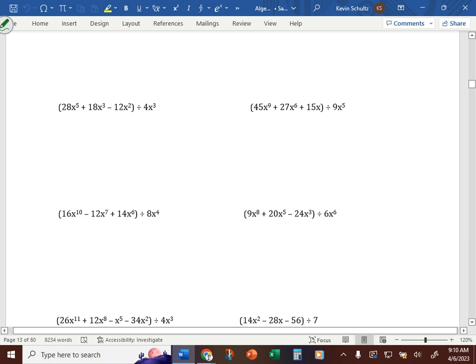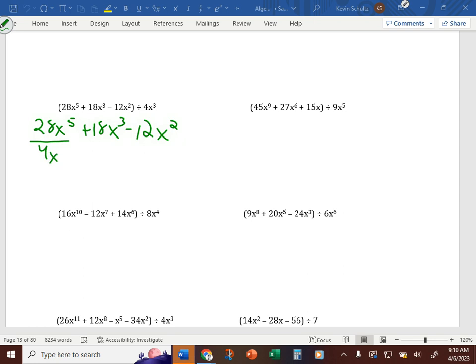28x to the fifth, is that what you wanted? Okay. 20x to the fifth plus 18x cubed minus 12x squared. We're dividing everything by 4x cubed. And what makes this one tricky? Not knowledge, just do it. Oh, okay. So it's 20x to the fifth divided by 4x cubed. Cool. It would be 7x squared. 20 divided by 4 divides evenly, and then 2 more x's in the numerator.